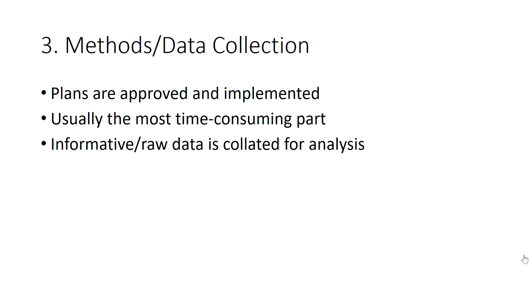So the next step in the research process is actually doing the method and collecting the data. So before you do this, you have to get your plans approved, especially if you're doing human research. You have to go to an institutional review board to make sure that your research design is ethical and get it implemented. This is usually the most time-consuming part. Some of these studies can last years before you reach the end point of your study. And then you take your raw data and collate it for analysis.